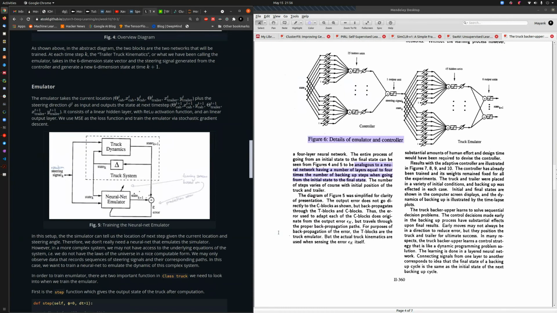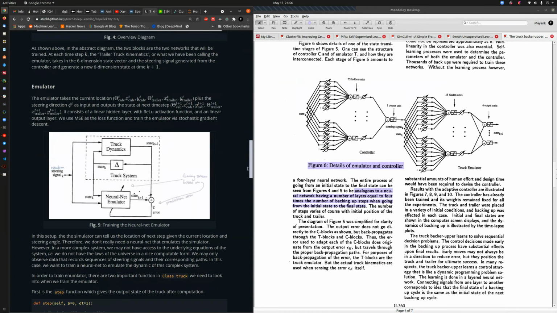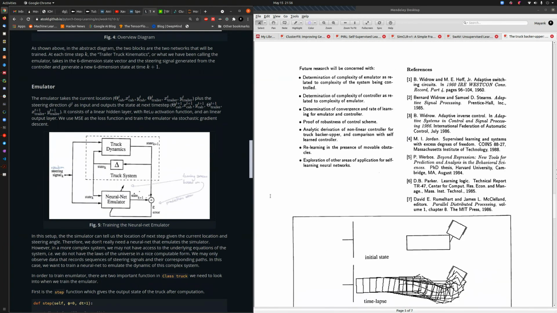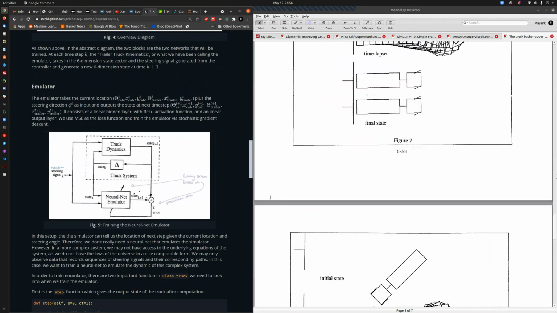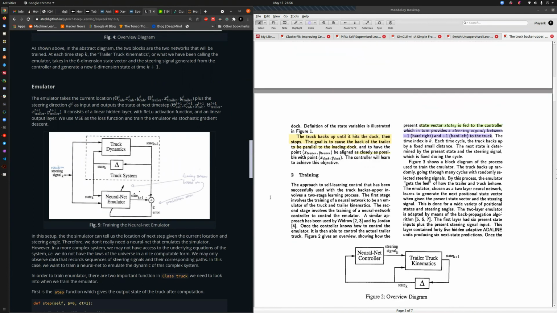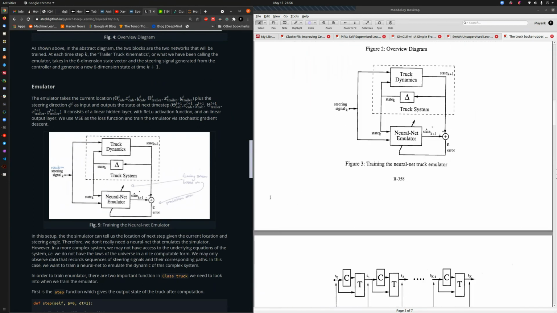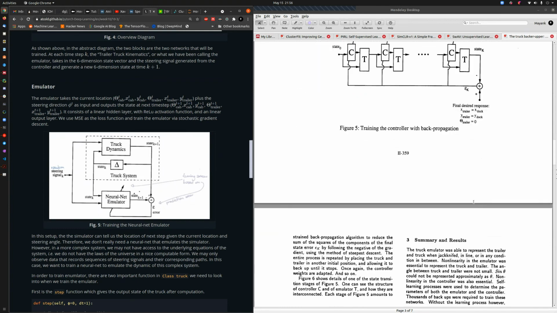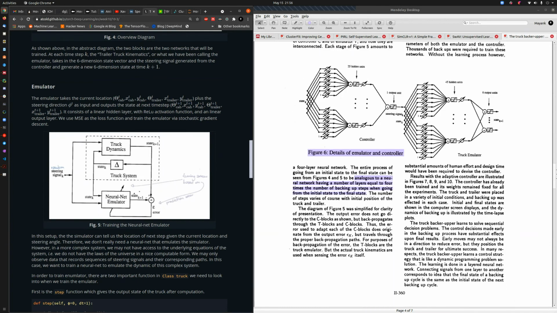Okay, let's now move forward to the emulator. This is the emulator stateful diagram. This is with backward propagation. Okay, let's now move back here.